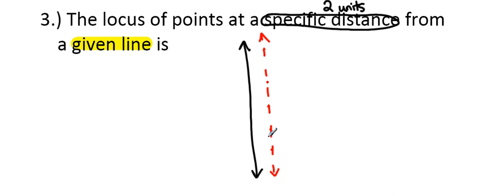But while I have a whole set of points over here that's 2 units away from this given black line, I've also got a whole set of points over here that are 2 units away from that given black line. And I can't neglect those. I have to include those in my locus. They're still part of the set of points that's 2 units away from that given line.